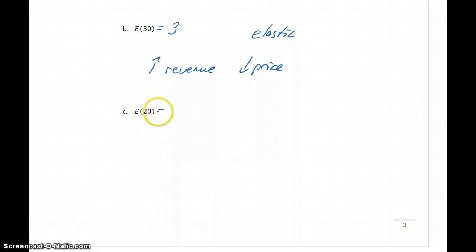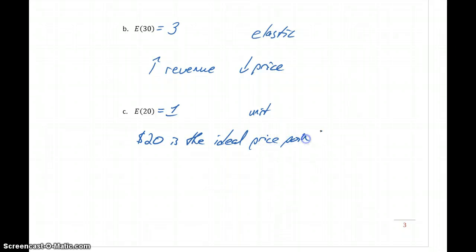And then we would want to evaluate our elasticity function at 20. In this case, this gives us a value of 1. So our demand is unit demand or unit elasticity. So what that tells us is that $20 is the ideal price point. If we increase the price, if we decrease the price, demand will change, but relative to that change in price. So even though we're getting more customers or less customers, that's being offset by our increase or decrease in price. So $20 is where we're going to get the optimal revenue. So a price point of $20 is our optimal price point.